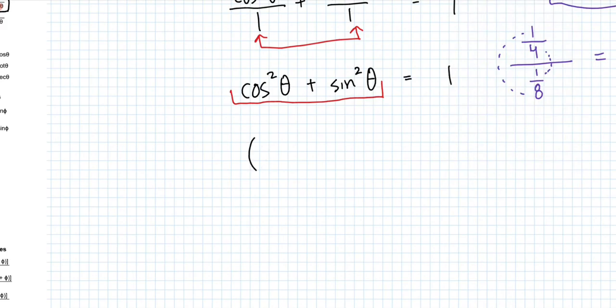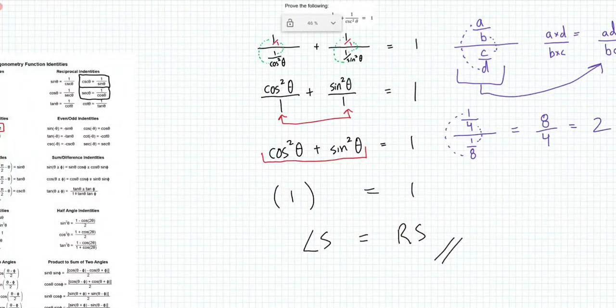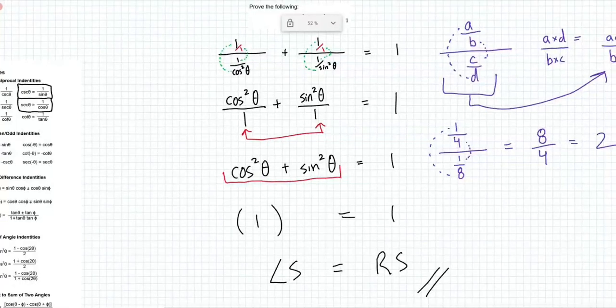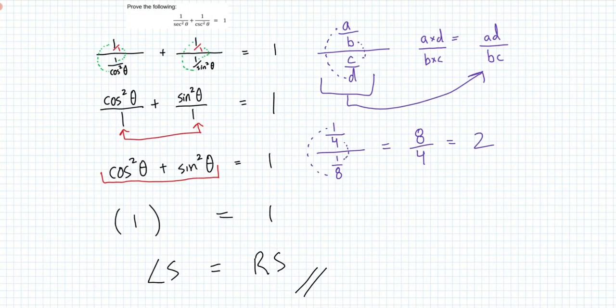We said that cosine squared theta plus sine squared theta equals 1. So there you go. There's the final substitution. 1 equals 1. Our left side equals our right side. And that's your final answer. I'll zoom out, and you can pause this if you want to see the question in its entirety with the little algebra trick there.